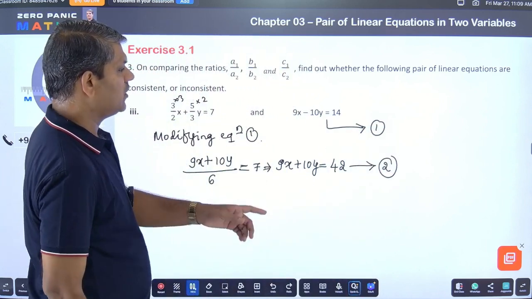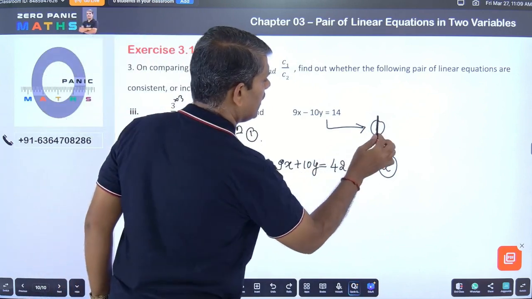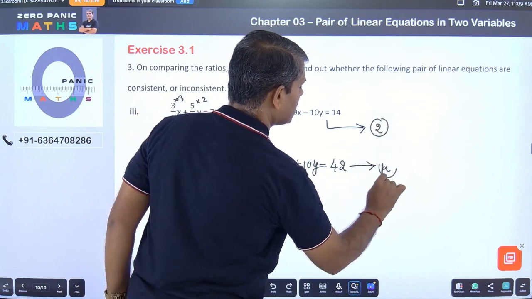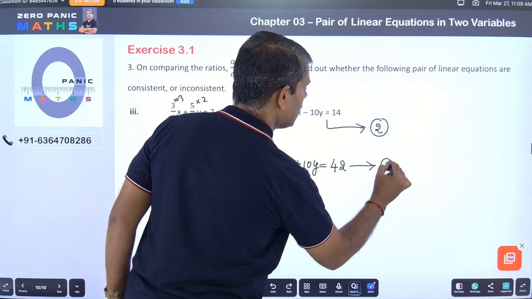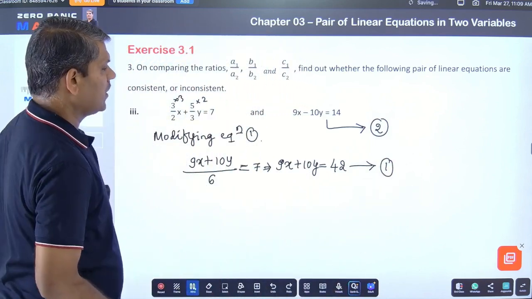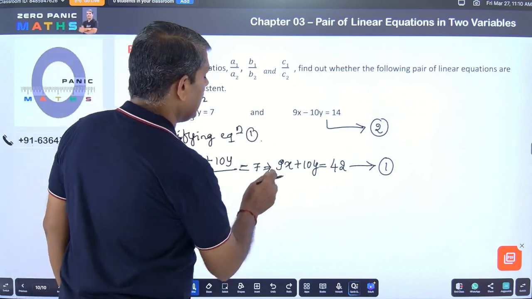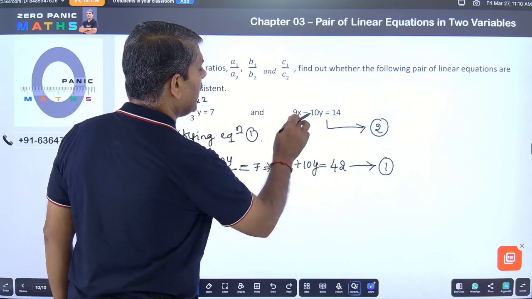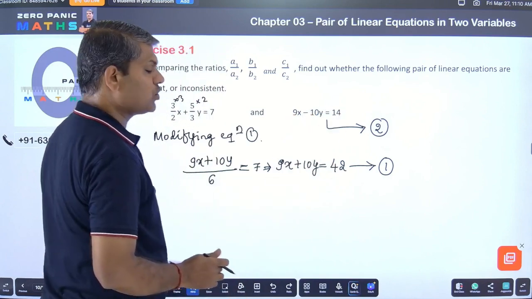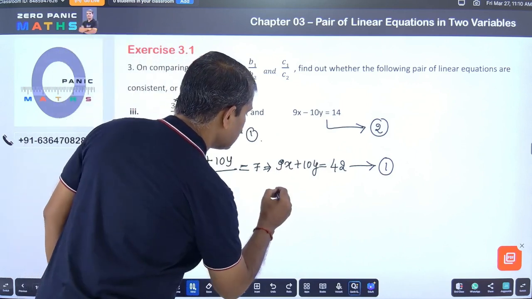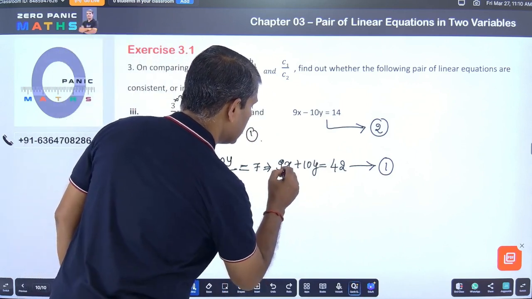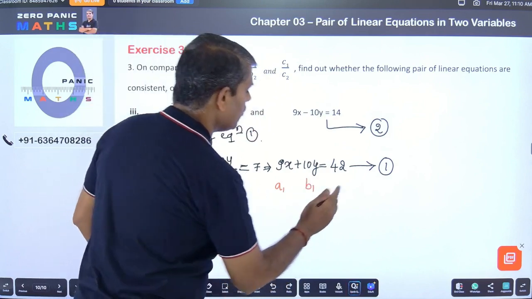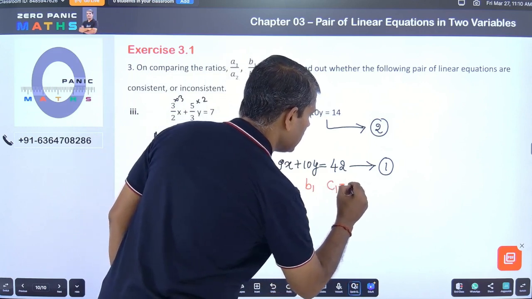Okay, this is equation 2 and this is modified equation 1. Let us identify a1, b1, c1 and a2, b2, c2 from the two given equations. So what is a1? a1 is 9. b1 is 10. And what is c1? c1 is actually minus 42.